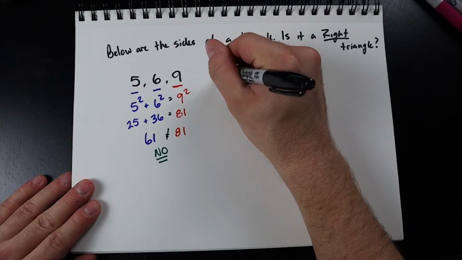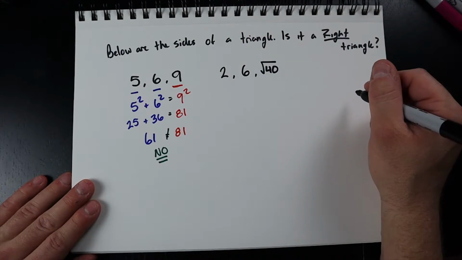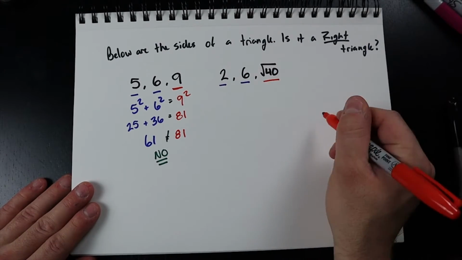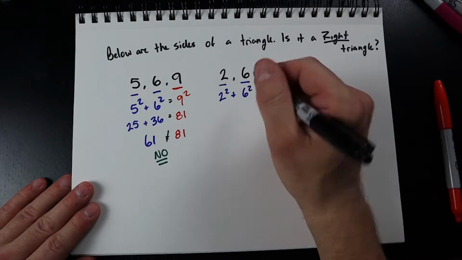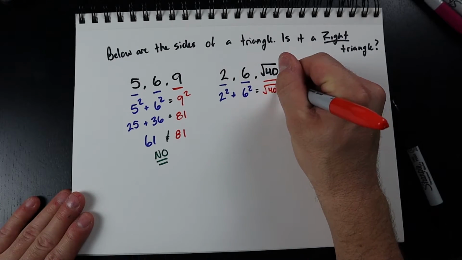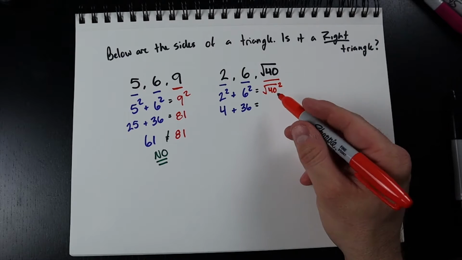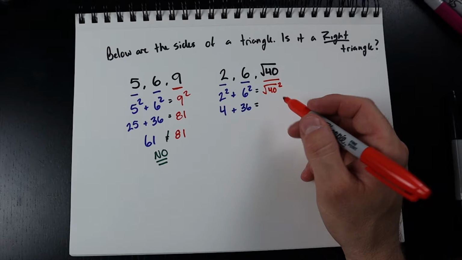Sometimes you are given a side length that is written as a square root. Treat this like any other number. Write the equation and plug the given values in. Squaring 2 and 6 is fairly easy, but how do we square the square root of 40?